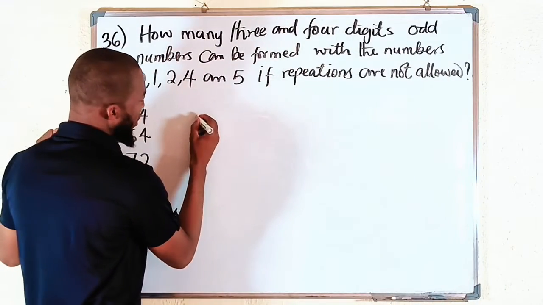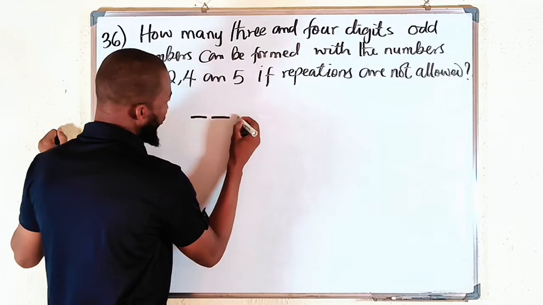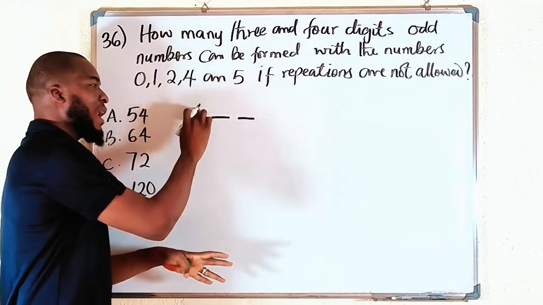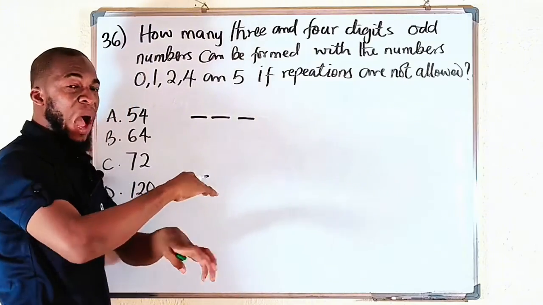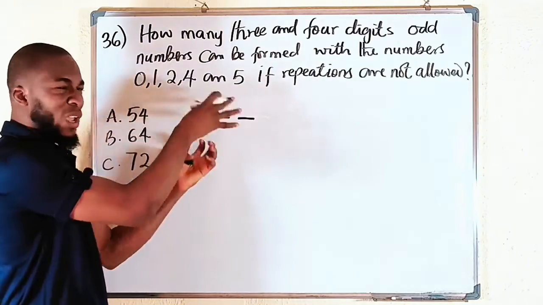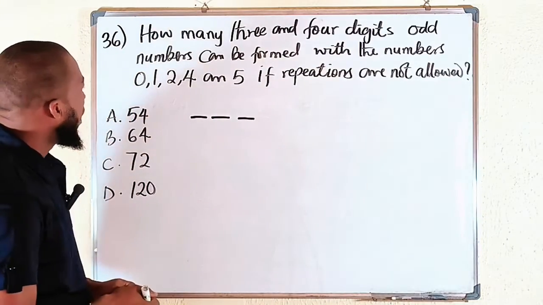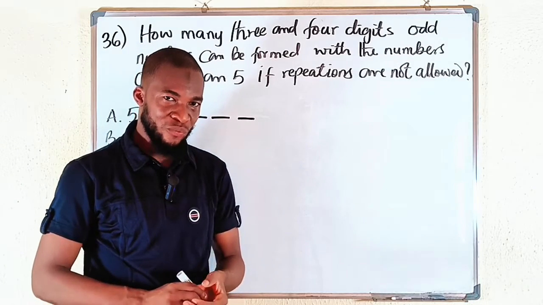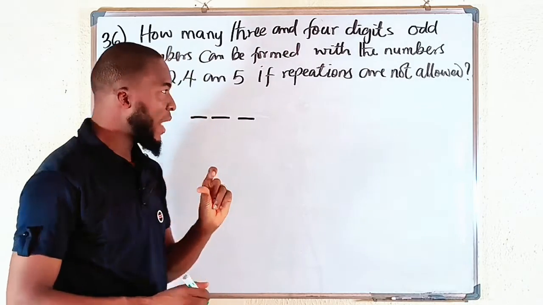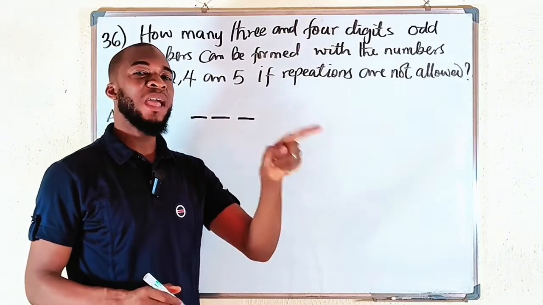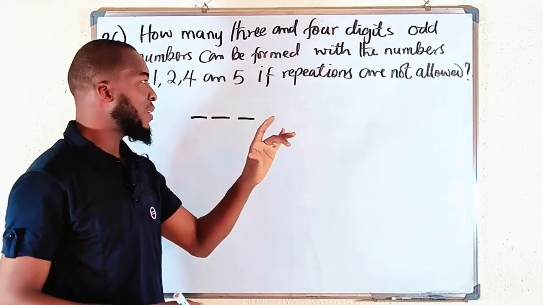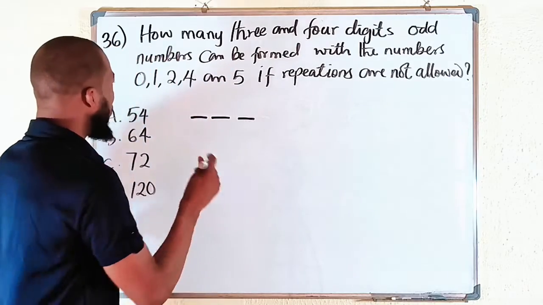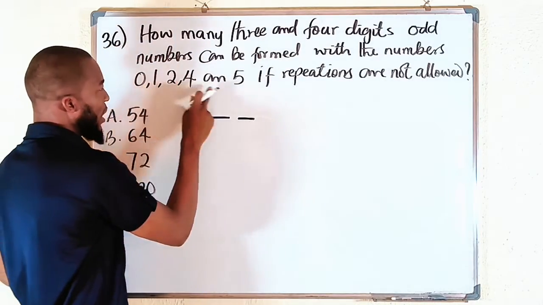So for the 3-digit number, we have three positions. We want to reshuffle these numbers so that we have only 3 digits. So how many different ways can we do this? Remember, an odd number is a number that is not divisible by 2. Secondly, any odd number must end with an odd digit. What does it mean? It means that the unit digit must also be an odd number. So we have 2 odd numbers here, 1 and 5.